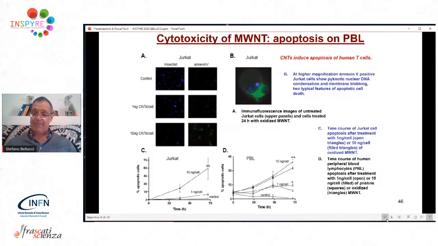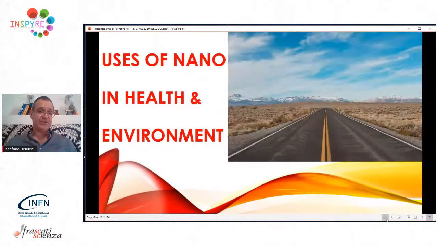That is the programmed death of cells induced by the presence of different doses of these appropriately modified carbon nanotubes. And you see different signals of the apoptosis. For instance, in panel B, you see pyknotic nuclear DNA condensation, blue or purple, and membrane blebbing, two typical features of a cell that is undergoing apoptosis.